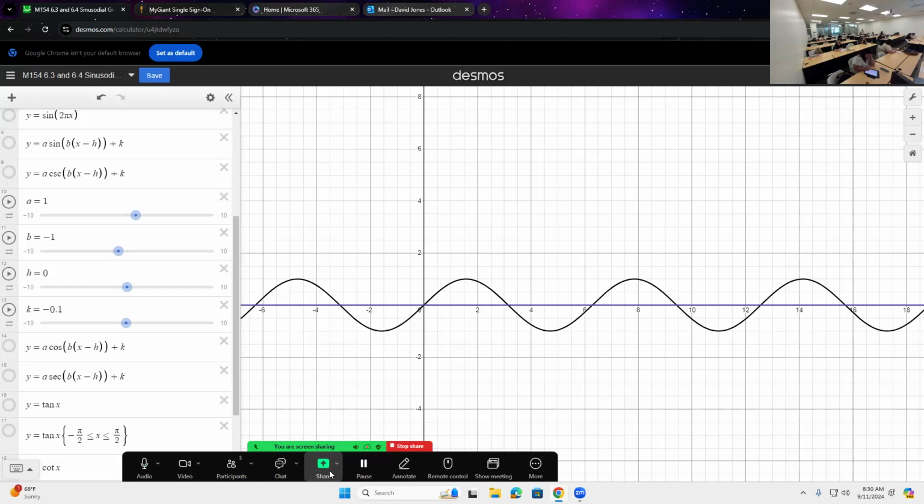Pi over 4? Square root of 2 over 2. Pi over 3. Square root of 3 over 2. And pi over 2 was effectively square root of 4 over 2, which is 1.